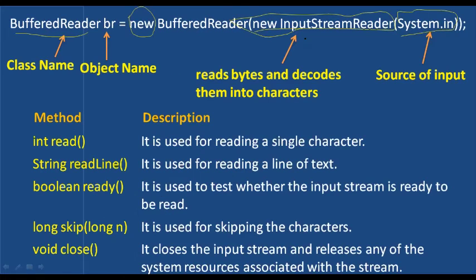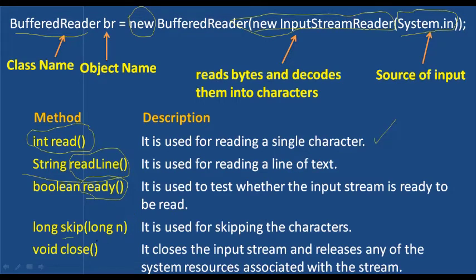These are some of the methods provided by the BufferedReader class. This read method is to read a single character. Remember, the Scanner class does not provide a separate method for reading a character, but the BufferedReader class provides a method to read a character. If you want to read a line of text, there is a method called readLine. To check whether the buffer is ready to read the data or not, there is a function called ready. If you want to skip a particular character from reading, you can use the skip function.